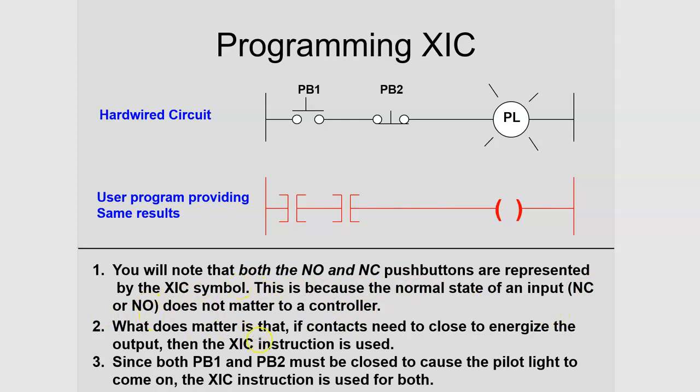What does matter is that if the contacts need to close to energize the output, then the examine if closed instruction is used, and if not, then the examine if open instruction is used. But this term, logic continuity, is important. Since both PB1 and PB2 must be closed to cause the pilot light to come on, the examine if closed instruction is used for both.